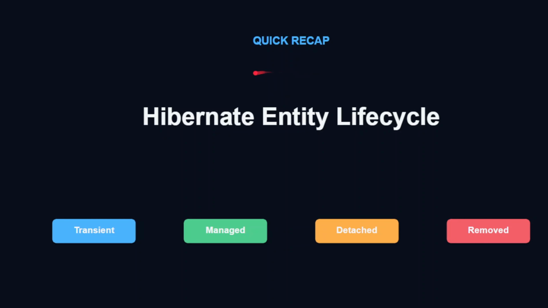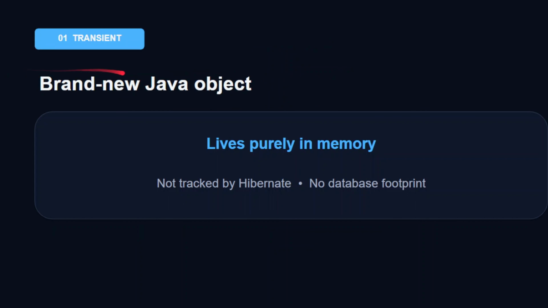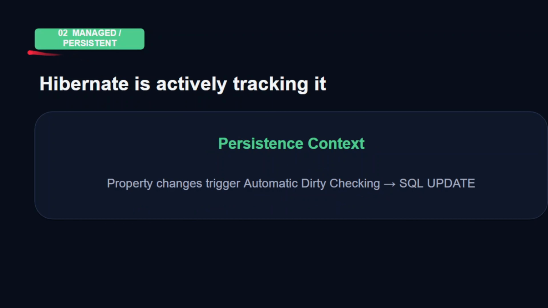To quickly recap what we covered today, a transient entity is a brand new Java object living purely in memory. It is not tracked by Hibernate and has 0 footprint in the database. A managed, or persistent, entity is actively tracked inside the persistence context. It has a database ID, and any property modifications trigger automatic dirty checking without calling explicit update methods.